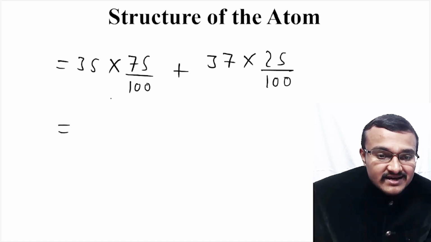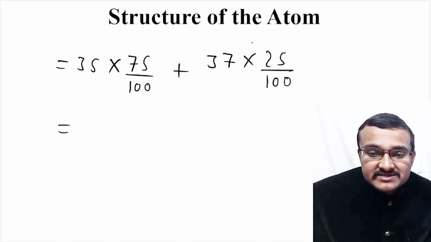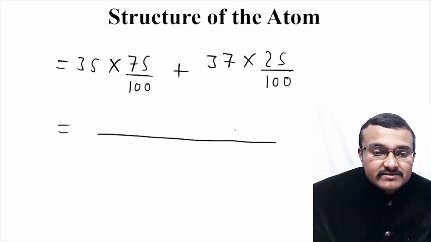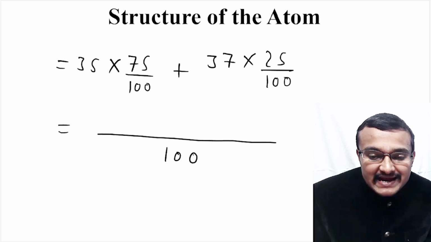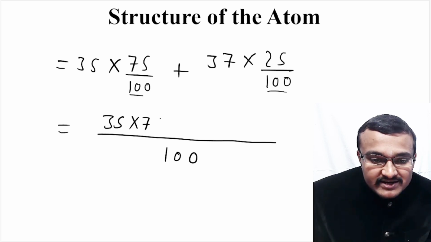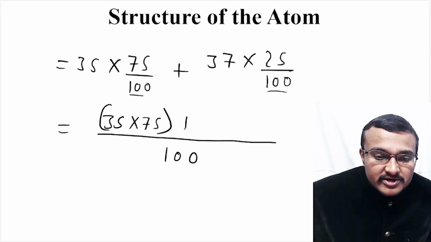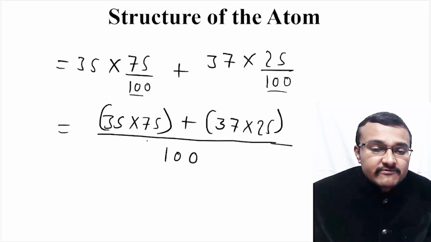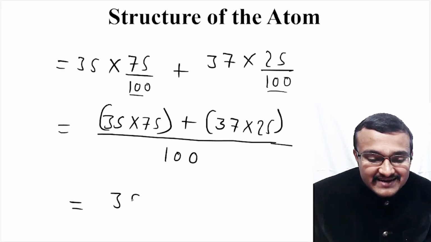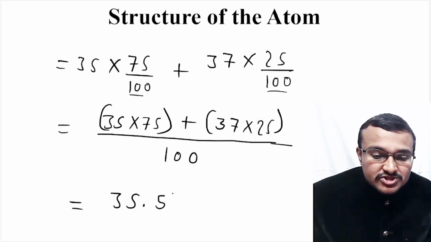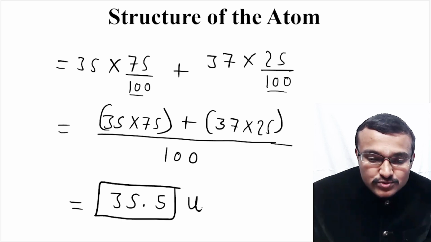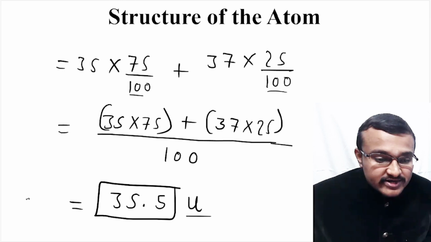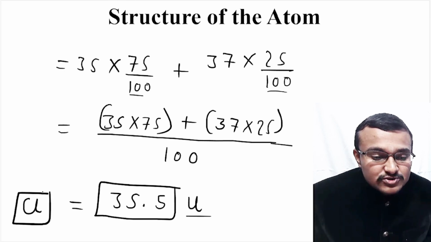When you calculate this, it will be 35 into 75 plus 37 into 25, divided by 100. Both have the same number in the denominator, so you can directly add the numerators. 35 into 75 in one bracket, plus 37 into 25 in another bracket. If you solve this, you will get the answer 35.5 U, which is the unified mass unit, or generally the atomic mass unit. So this is the general atomic mass of chlorine.